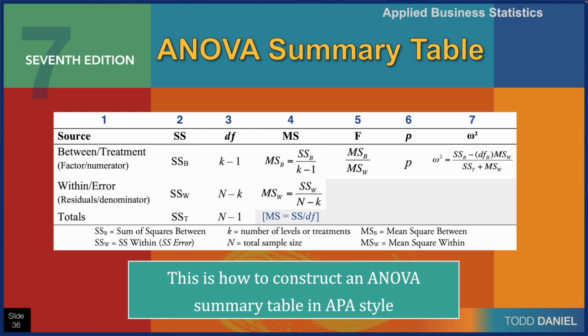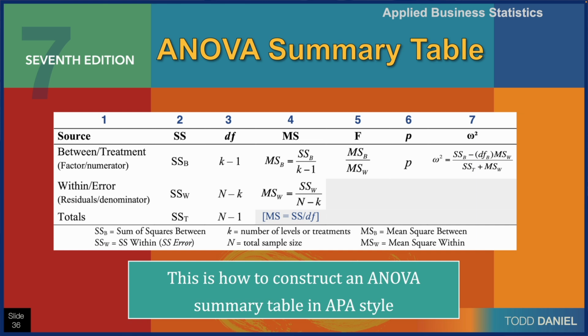Degrees of freedom. K minus 1 for between treatments. And remember K, that is number of levels or treatments. And N minus K, where N is your total sample size. Add those together, you get the total degrees of freedom. And we just keep working through. Mean square between, mean square within is the sum of squares between divided by the degrees of freedom between. Same thing for within.